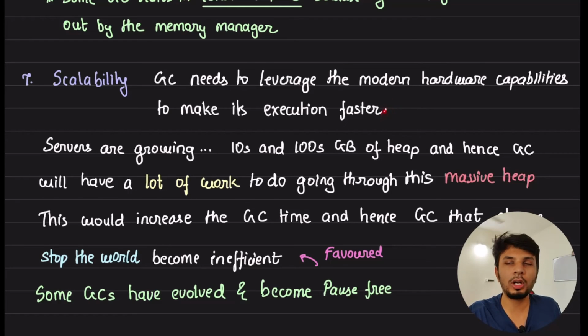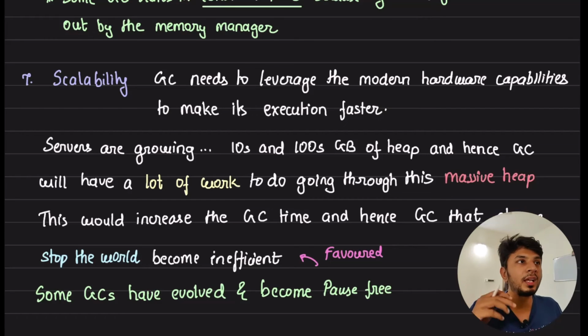So a GC needs to leverage the modern hardware capabilities. Modern hardware is parallel. If a GC is not leveraging multiple cores, then it is not a good choice, right? So it needs to leverage the hardware better to get the best performance out of it. And that is where a GC needs to evolve. A classic example is that servers are growing. The RAM of a server was initially a few MBs, now it is a few 100 GBs, if not a terabyte. Obviously terabytes of RAM are there, but still a few hundred GBs at least.